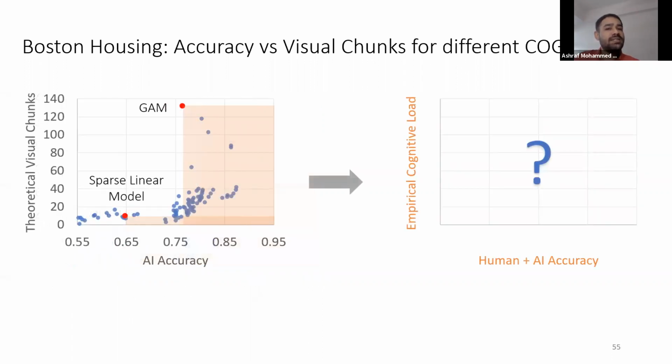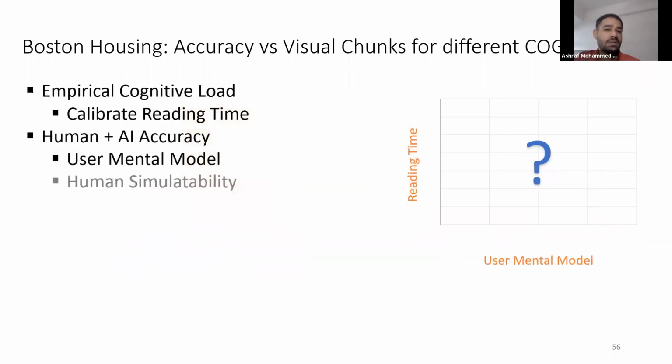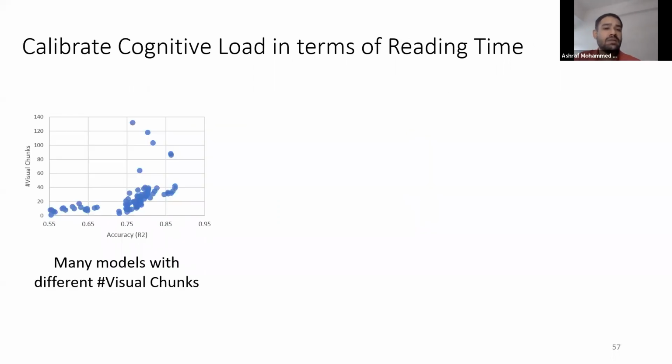But how does theoretical cognitive load in terms of visual chunks translate to empirical cognitive load that a user experiences? And how does AI accuracy translate to the human plus AI accuracy after the user sees the AI explanation? So to answer these questions, we calibrate the empirical cognitive load in terms of the reading time of an explanation. And to understand the human plus AI accuracy, we examine the user's mental model and we also check performance on some human simulatability tasks. Let's start with the calibration of the cognitive load.